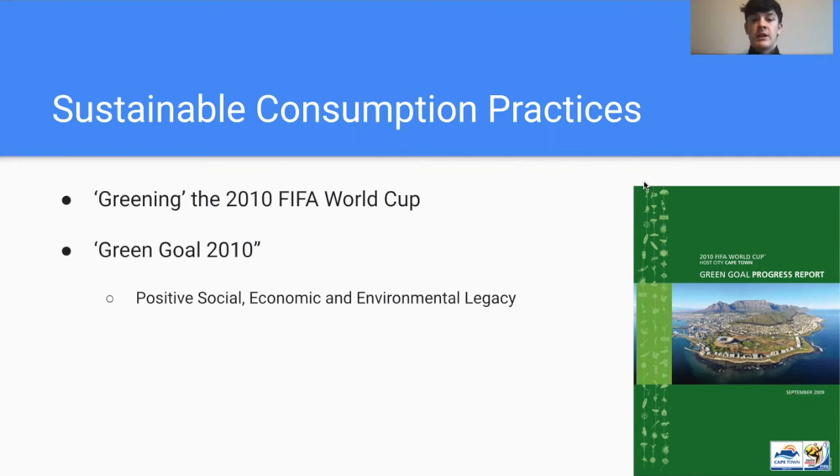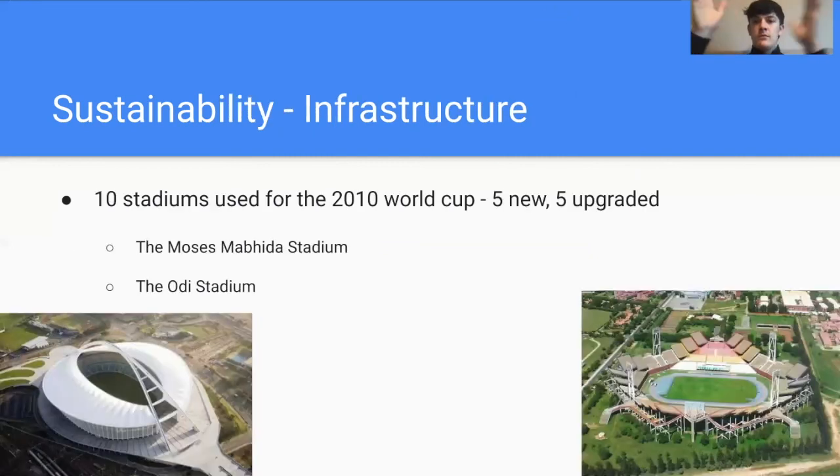There has been a growth and desire for hosting environmentally sustainable events in recent years, with both the Olympics and FIFA World Cups each having different projects with goals towards being as sustainable as possible. Continuing on to the sustainability of the infrastructure used for this event, there were 10 stadiums used, 5 of which were built from the ground up solely for this event, and 5 pre-existing stadiums which were renovated.